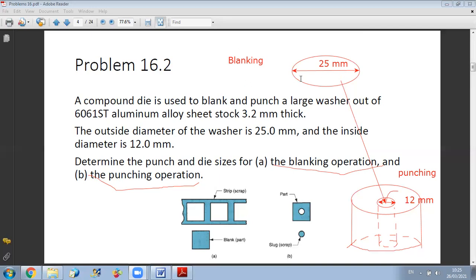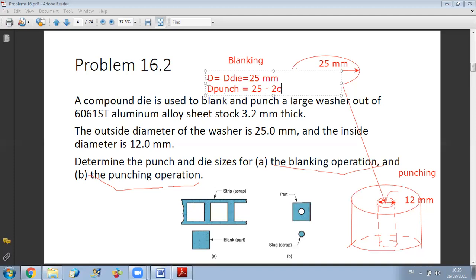We have already seen in the course material that in the blanking operation, the size of the work part D is equal to D of the die. So here the diameter of the die should be 25 millimeters. On the other hand, the punch diameter will be equal to what? Once we determine the die diameter, the punch diameter will be equal to 25 minus 2 times the clearance.